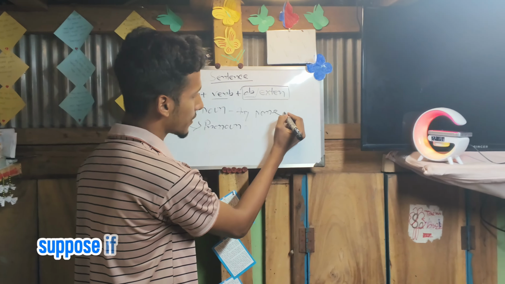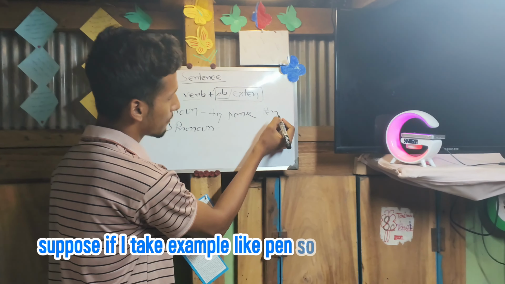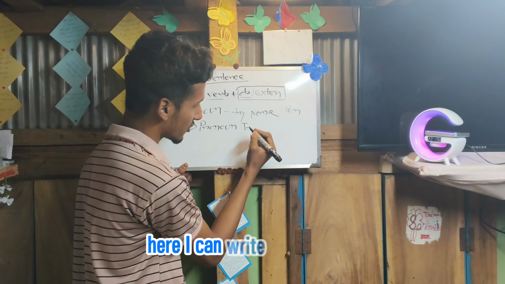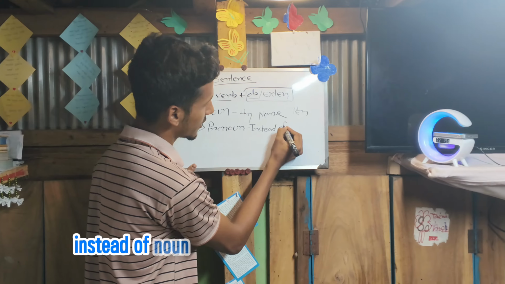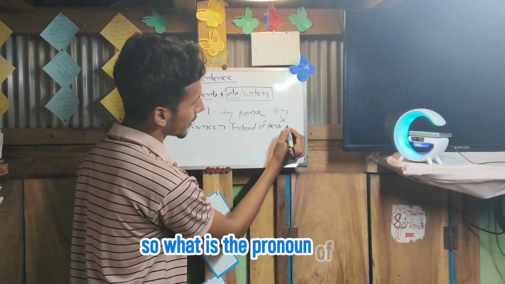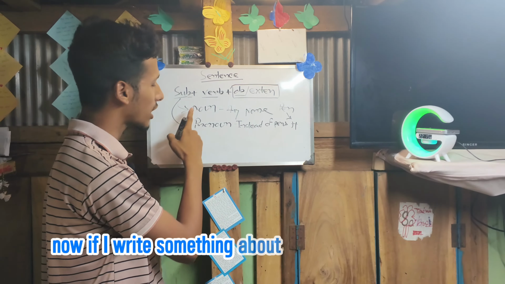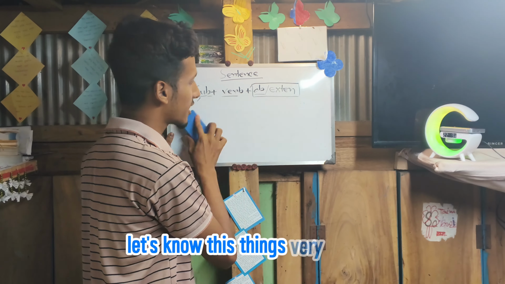Suppose if I take an example like pen. So pen is a noun. Instead of noun, we use pronoun. So what is the pronoun of pen? It. Okay. Now, if I write something about noun and pronoun, let's know these things very clearly.